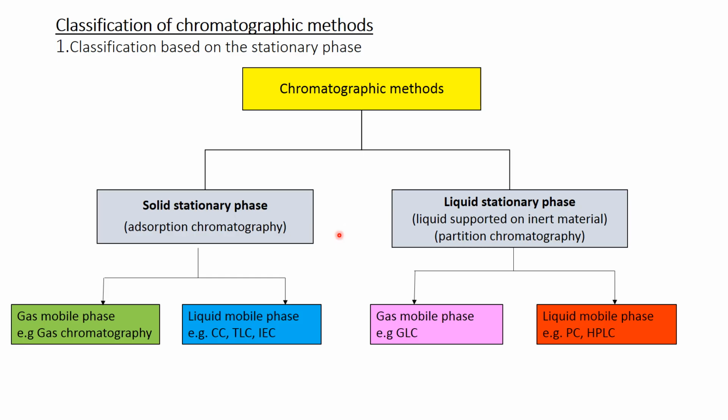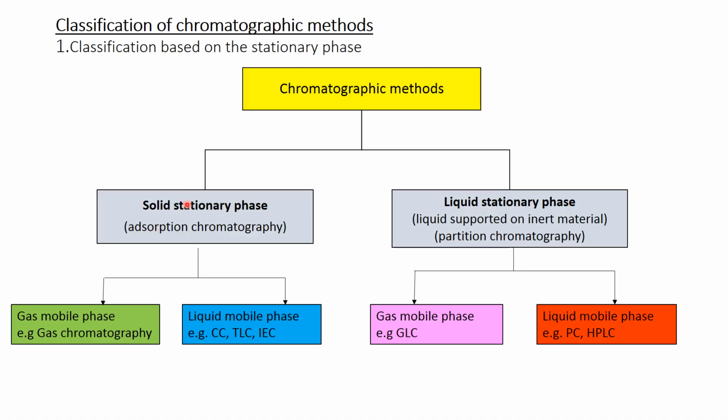As you can see here, for classification based on stationary phase, we already know that in order to do any chromatographic analysis, you need to have two phases, a stationary phase and a mobile phase. You have two choices of stationary phase: solid or liquid. Whenever you're using solid as a stationary phase, it can be called adsorption chromatography, and when you're using liquid as a stationary phase, it can be called partition chromatography. This is nothing but the actual factor that is responsible for separation. Separation happens due to partition in this, and due to adsorption in this.